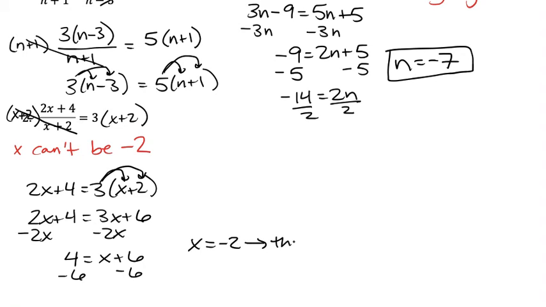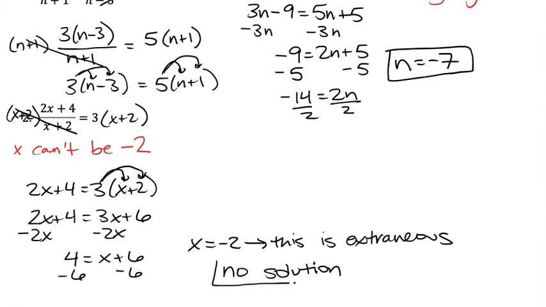So this is extraneous, and that means there is no solution, because the only solution that I got of x equals negative 2 does not work in the equation, because it would give me 0 in the denominator. So if my only solution that I got doesn't work, there is no solution.